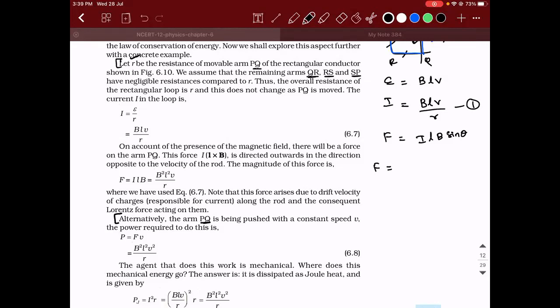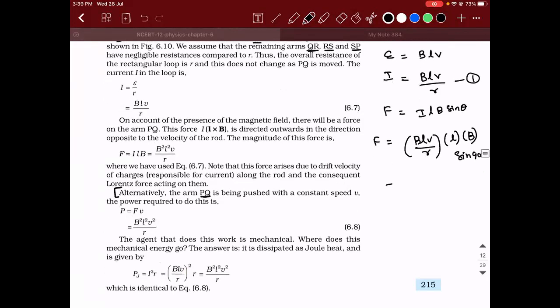F is equal to, in the place of I I will write BLV divided by R, into the length, which is L, and B is B only. And sin theta is going to be 90 degrees. So this will be B square L square V the whole divided by R. This will be the force experienced by the current carrying conductor. It will experience a force of B square L square V the whole divided by R.